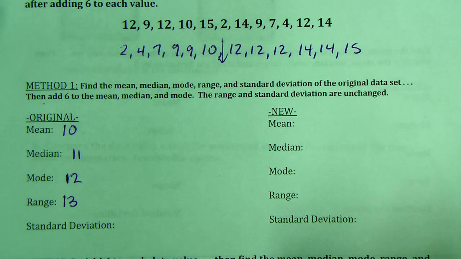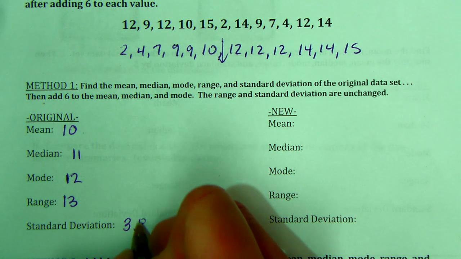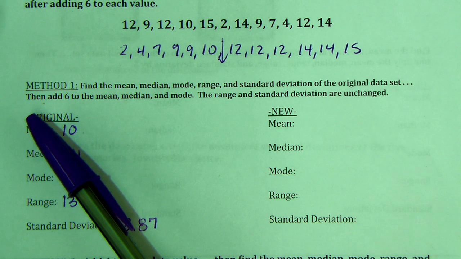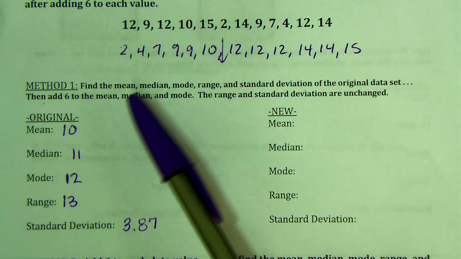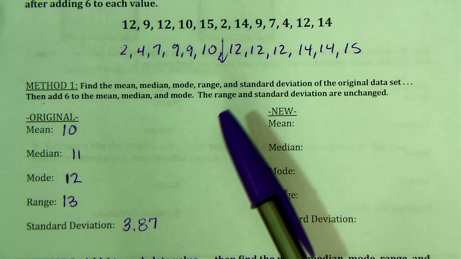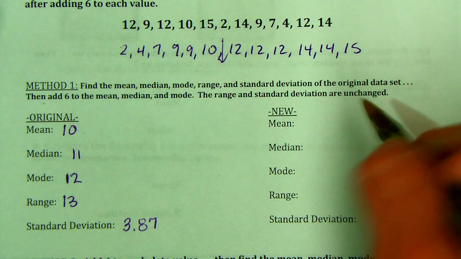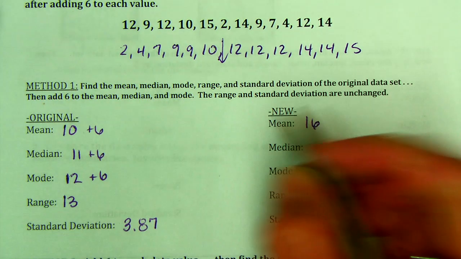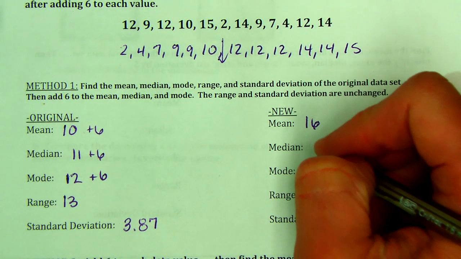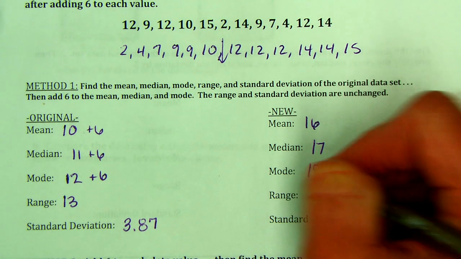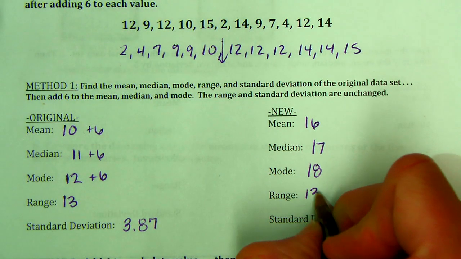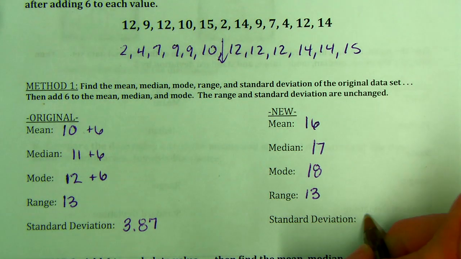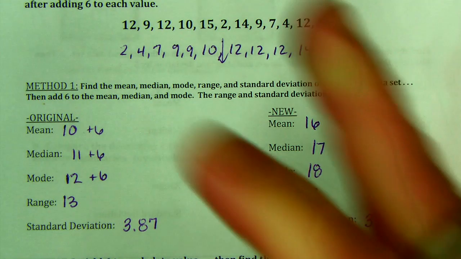All right, so here's what we're going to do now that you've found that. We're going to add 6 to the mean, to the median, and to the mode, and then leave the range the same. So adding 6, that's going to be 16, 17, 18. The range, believe it or not, would not actually change if I added 6 to every single number. Standard deviation would also not change, because if you added 6 to every single number, you were just taking that group of numbers and sliding it up 6. So your standard deviation, the spread of the numbers, is the same.